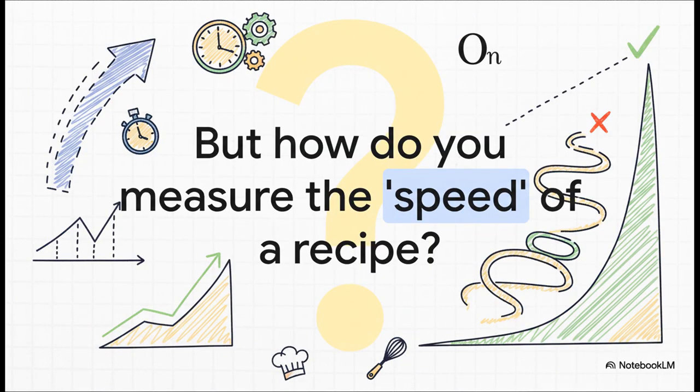Okay, so to get our heads around that massive cosmic scale question, let's bring it right back down to Earth. Think about it. You can't really measure a recipe's speed with a stopwatch, right? It totally depends on the cook, the kitchen, the oven. So how on earth do we measure an algorithm's speed in a way that's universal? Something that doesn't depend on the specific computer it's running on.